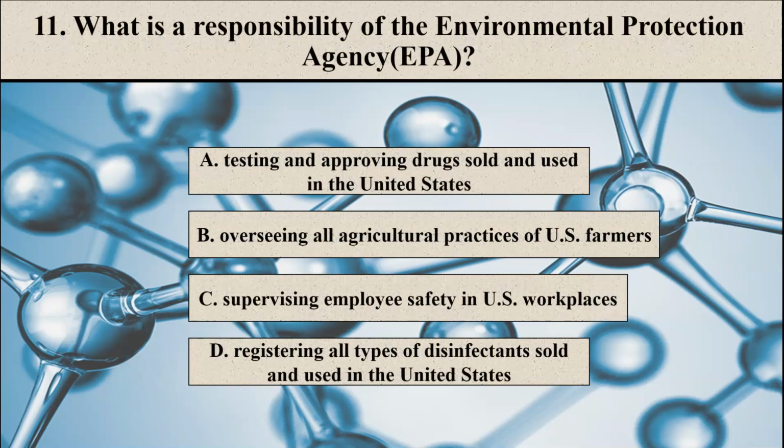What is a responsibility of the Environmental Protection Agency, EPA? Testing and approving drugs sold and used in the United States, overseeing all agricultural practices of U.S. farmers, supervising employee safety in U.S. workplaces, registering all types of disinfectant sold and used in the United States. If you chose D, registering all types of disinfectant sold and used in the United States, you are correct.